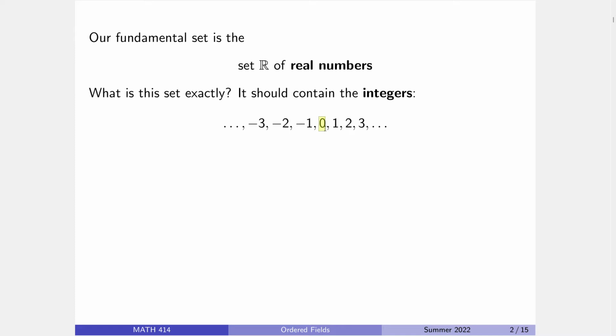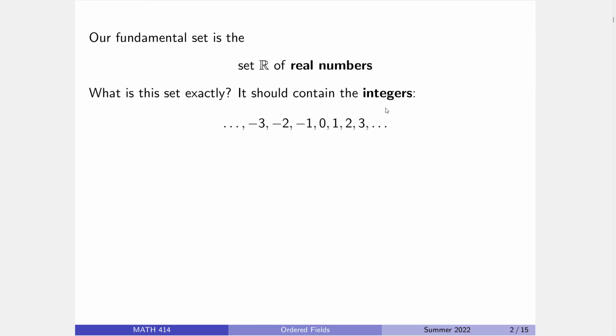Well, what is zero? Zero has a unique property, which is that if I add it to anything, nothing happens. One has a unique property in that when I multiply it by anything, nothing happens. 2 is 1 plus 1. 3 is 2 plus 1. -1 is the thing with the property that -1 plus 1 is equal to 0.